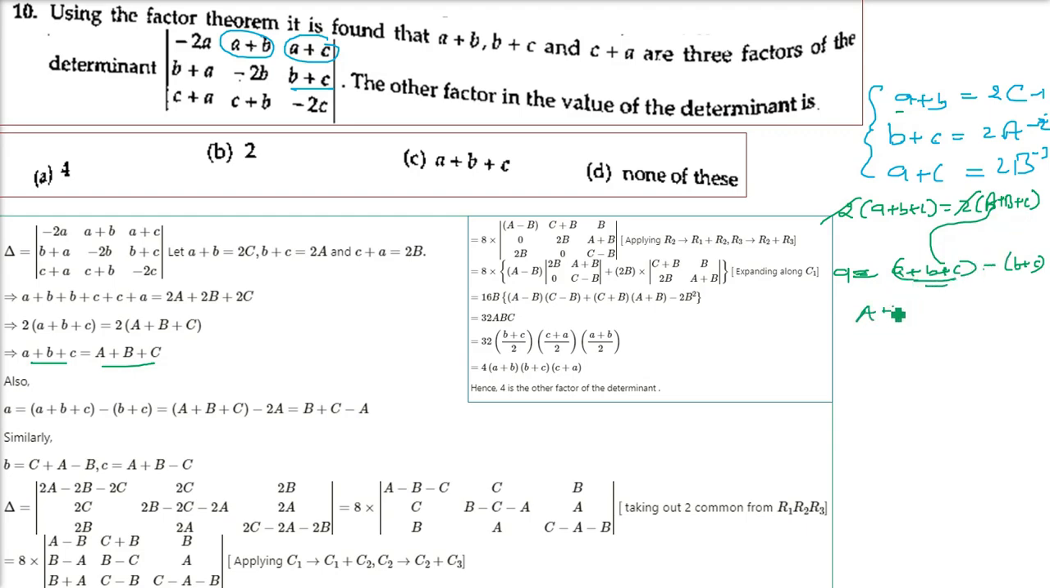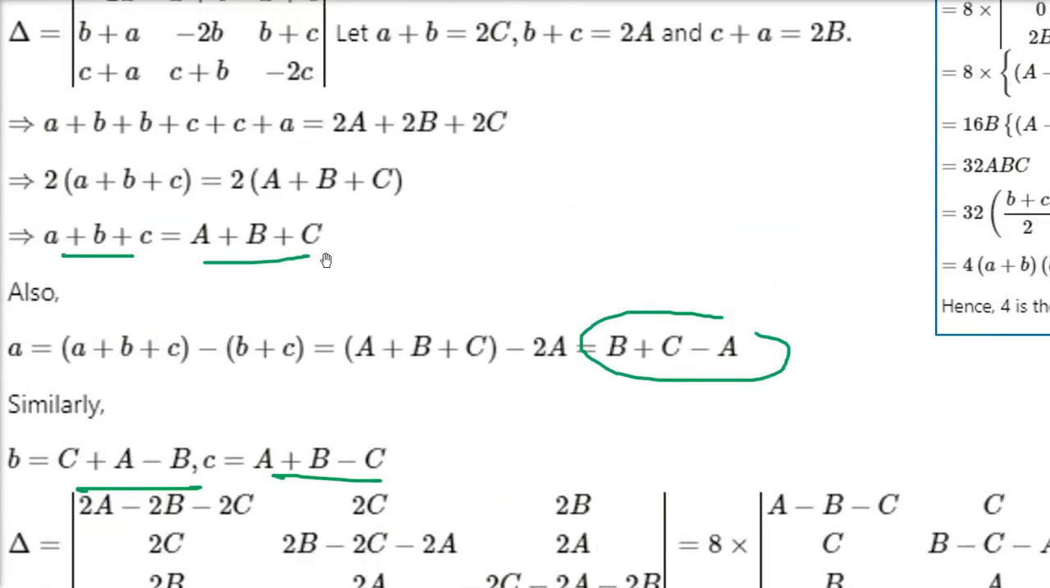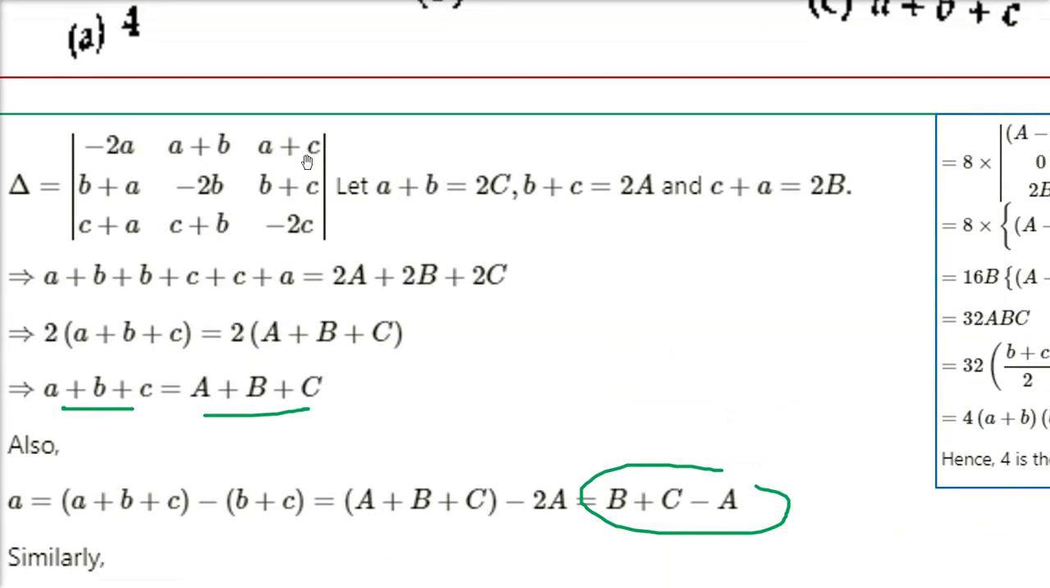So capital A plus B plus C minus, what is b plus c? I just told you it is twice A. Assume it to be twice A. So A plus B plus C minus 2A, A gets cancelled. It will be B plus C minus A. So B plus C minus A, this is for a. Similarly, we can find out b and c. b is C plus A minus B, and c will be A plus B minus C, all in capitals on the right hand side.